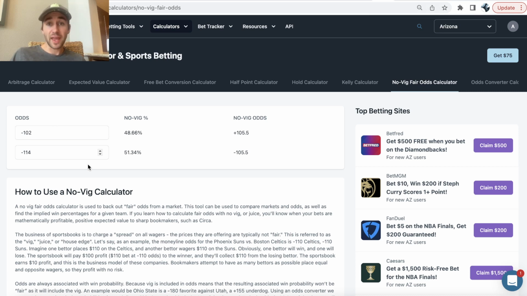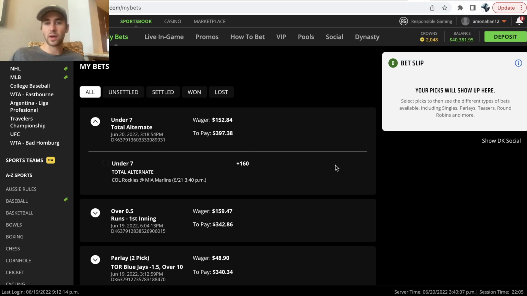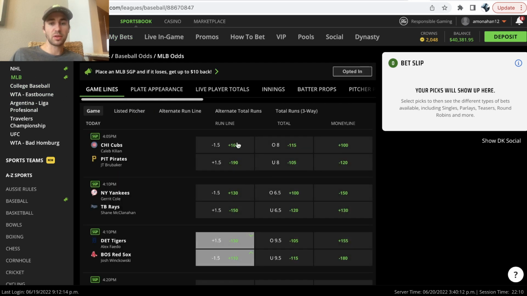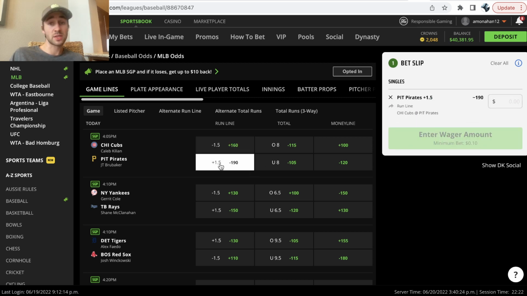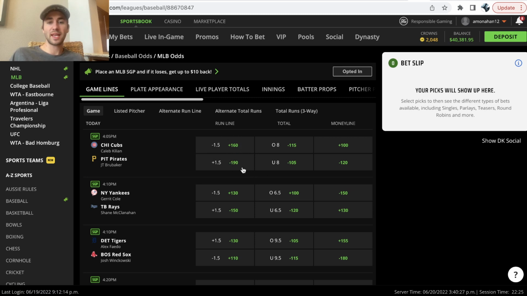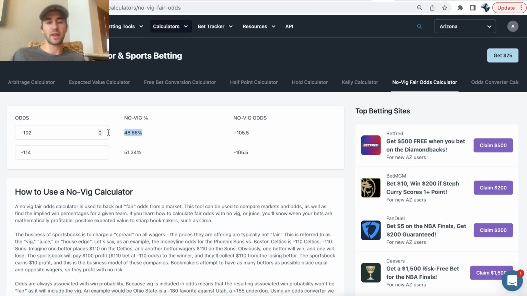If you remove the vig or the juice, you can basically see what their model is implying the win probability for the yes run first inning is. The way that sportsbooks make money, FanDuel, DraftKings, whatever, is they charge the vig, they charge the spread, they charge the juice, right? Plus 160, minus 190. That's a market, equal and opposite outcomes. You can see they're not giving you plus 190 here, they're giving you plus 160. They're not giving you minus 160 here, it's minus 190. So this is a market with vig baked into it. What this calculator will do is remove the vig, remove the juice, just to show you what the true odds are for a wager, which we can see here is plus 106.